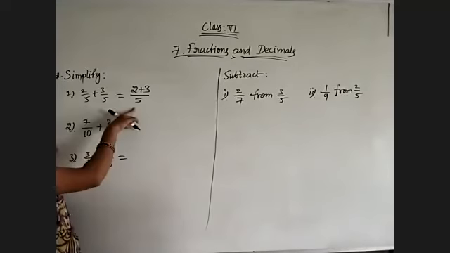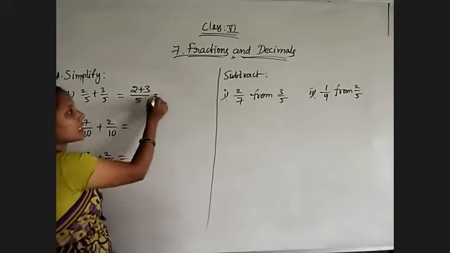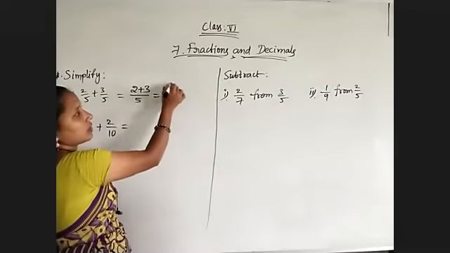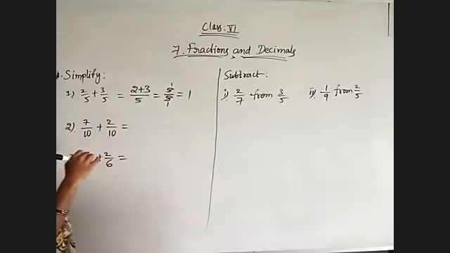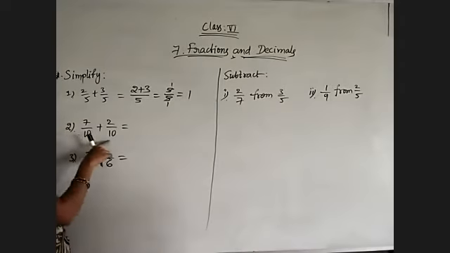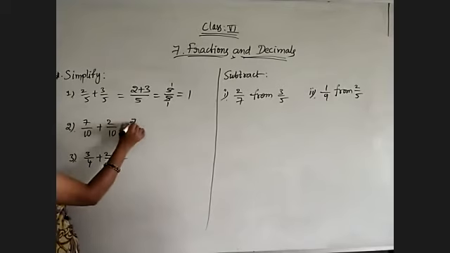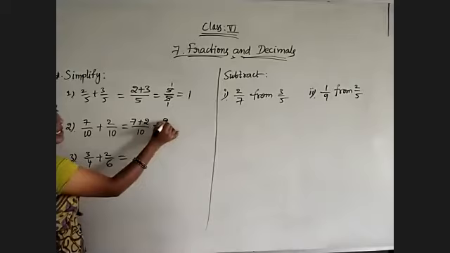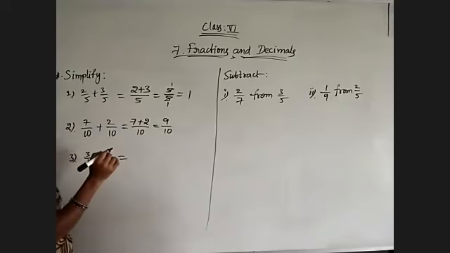That's all. Only once you must write it. Don't write 5 plus 5. Okay. Now 2 plus 3 is 5. 5 by 5 is nothing but 1 whole. Okay. Now coming to the next one. Both are having 10 as the denominator, means both are like fractions. So just add the numerators. 7 plus 2 by 10, which is 9 by 10, a proper fraction.